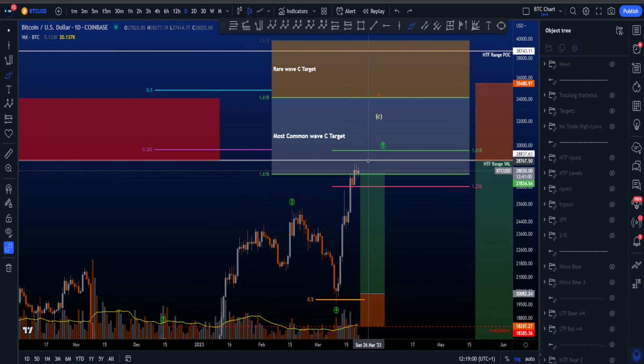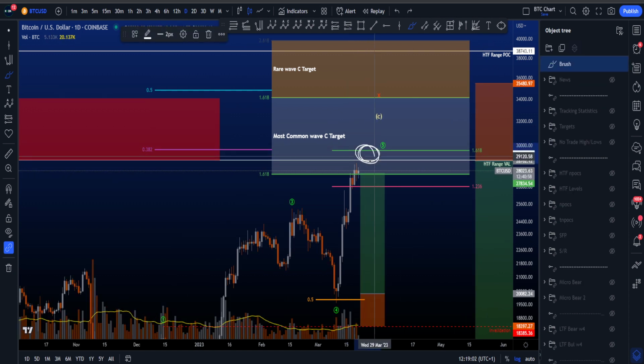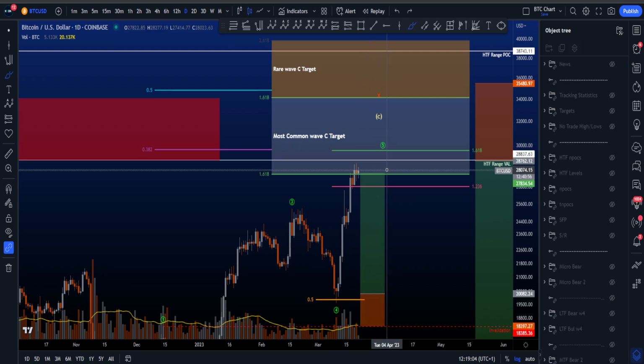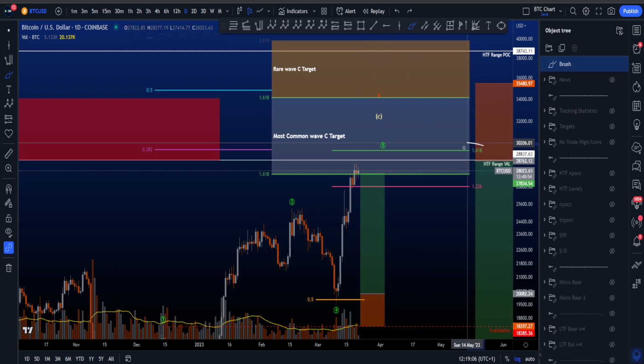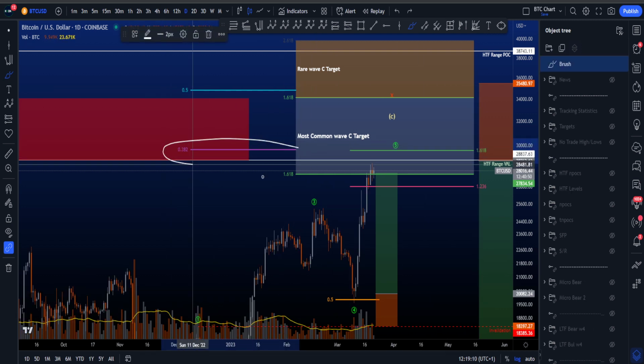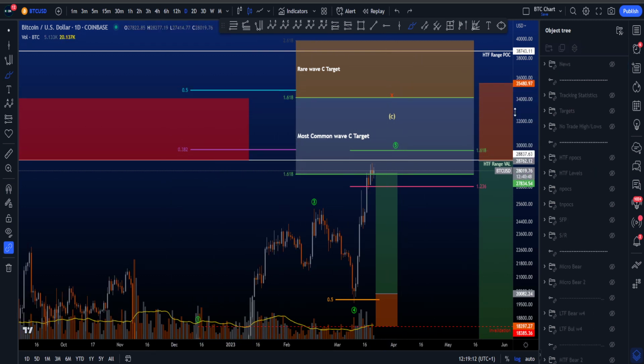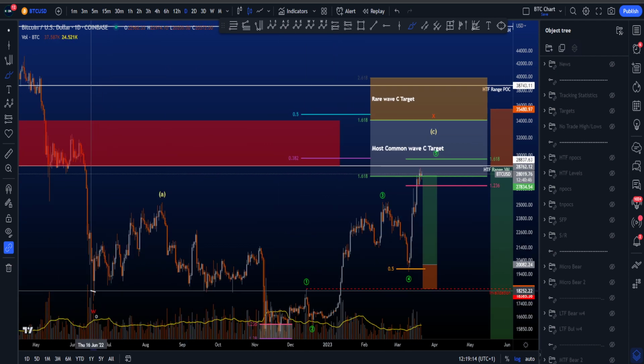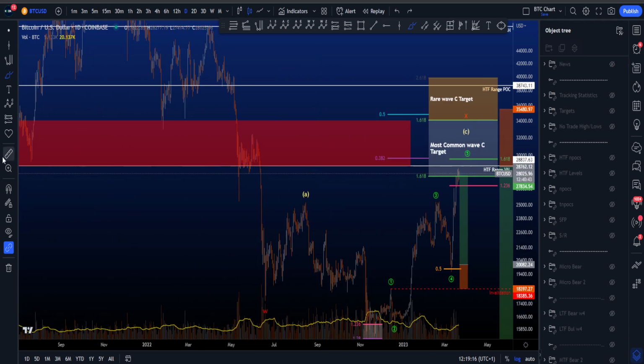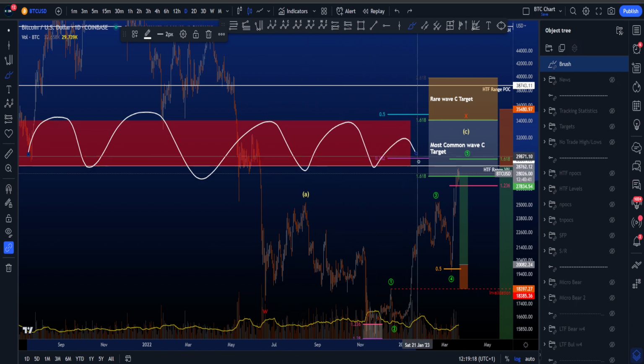And also just in general, this area is very interesting between 28k and 32k, because over here you then have the 1.618 as a target for wave 5. You have the 0.382 as a minimum target of the red wave X, taken from the all-time high to the low of W. We then also touch the support resistance flip area.